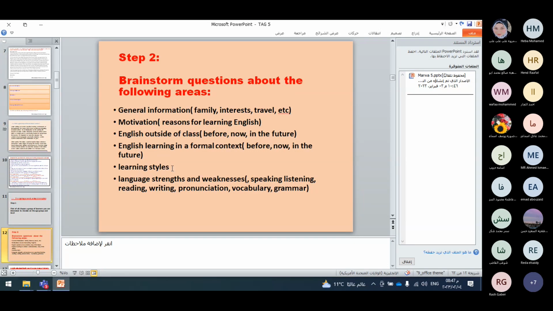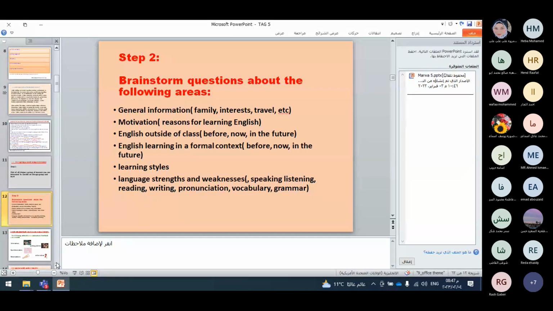What about their learning styles? Some questions about this. Learning strengths and weaknesses. What areas do they find very difficult or challenging, and what other things are they really powerful and strong in? Maybe some skills, they are wonderful in writing but they are not good at speaking, for example. So this is how you design a needs analysis template.